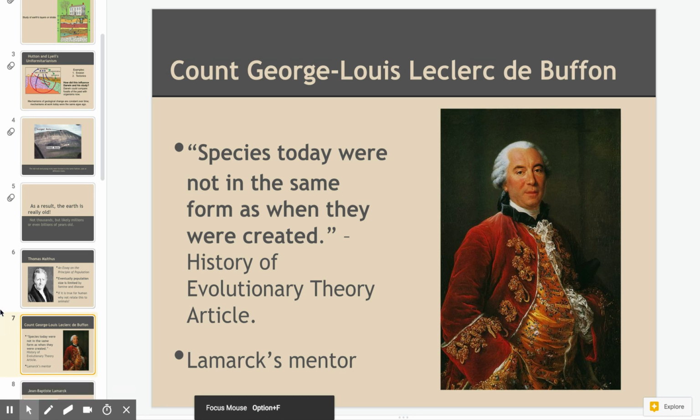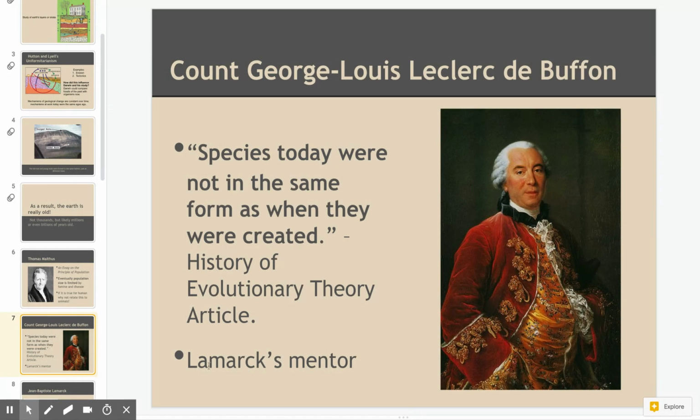Okay, our next scientist, who was known as a naturalist back in the day, but really he was a biologist, is Count George Louis Leclerc de Buffon. It's a big, long name. You'll often just hear me call him Buffon or Leclerc de Buffon. He did research for years and years, but his main idea, and it seems like a common observation, but it actually wasn't at the time, is what's bolded here: species today were not in the same form as when they were created. In other words, things have changed over time, and he observed this through looking at fossils, looking at strata in certain landforms. And this was a big deal in the way of thinking at the time.